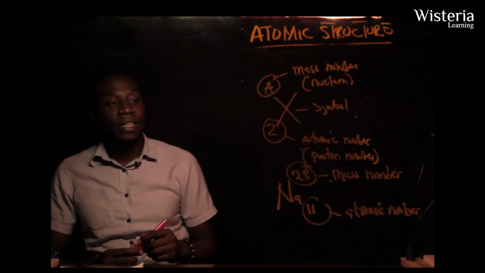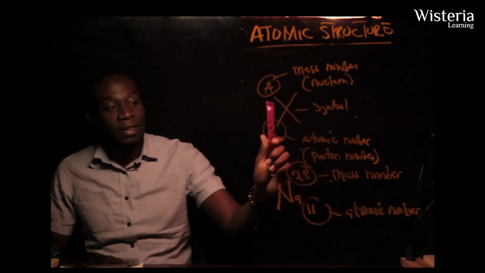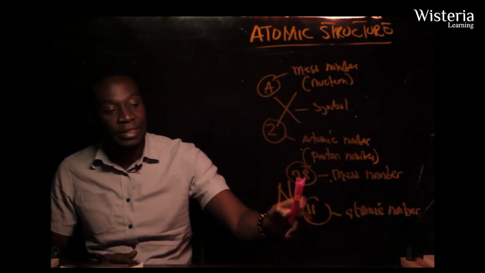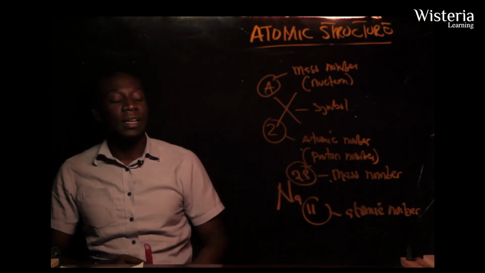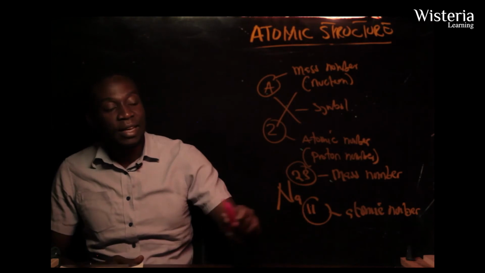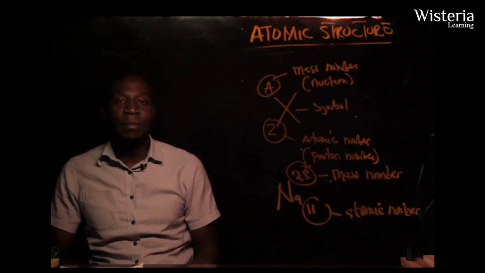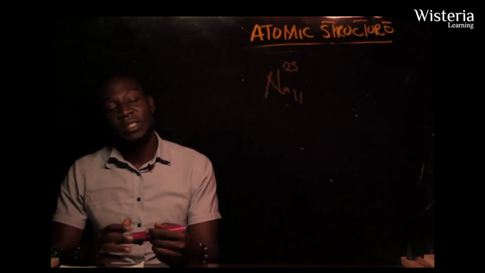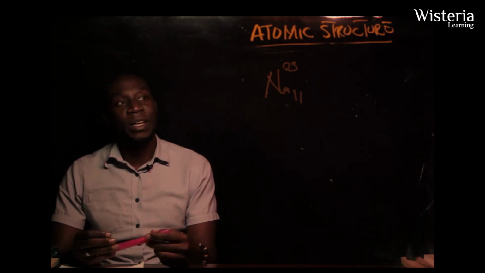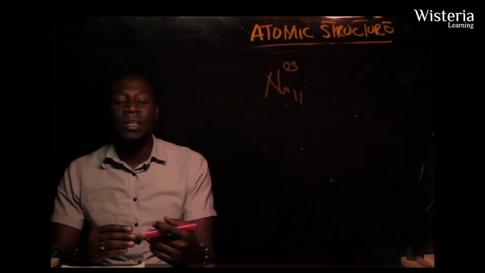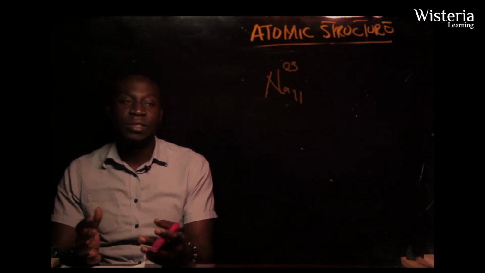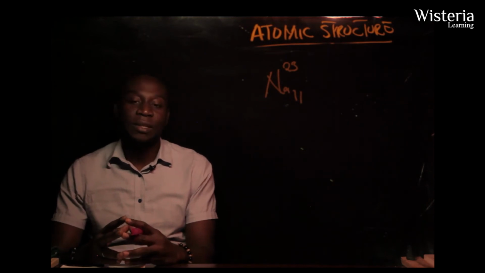Each element contains the atomic number and also the mass number. So for sodium, we have 23 as the mass number and 11 as the atomic number. Using sodium as an example, it has two numbers, the mass number and the atomic number. We want to know how many protons, how many neutrons and how many electrons are found in an atom of sodium.